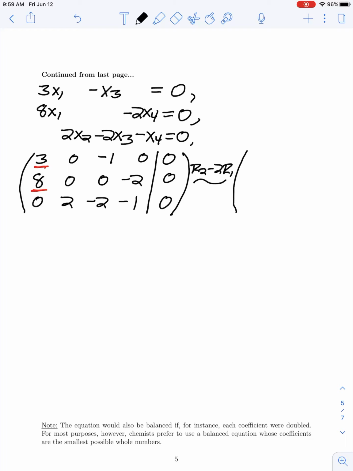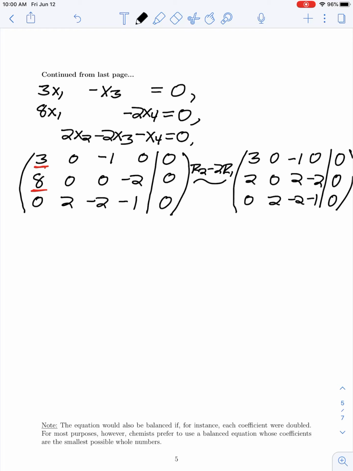My first row will remain as 3, 0, negative 1, 0, 0. When I perform this operation, my second row becomes 2, 0, 2, negative 2, 0. In my third row, I'm going to leave this alone for now. I've got 0, 2, negative 2, negative 1, 0. So what this buys me is the following. My lead coefficients are now 3 and 2. So if I want to have a 1 for the leading coefficient in the first row, I could now subtract the second row from the first to get that 1 term.